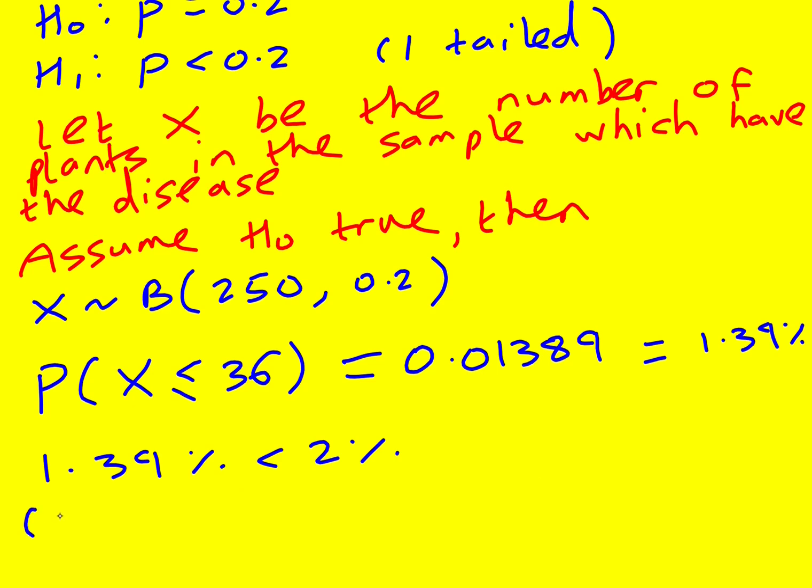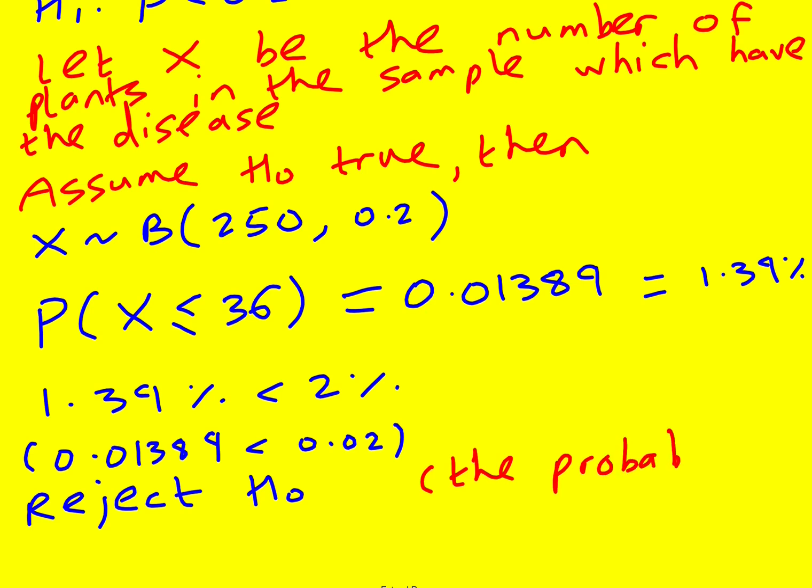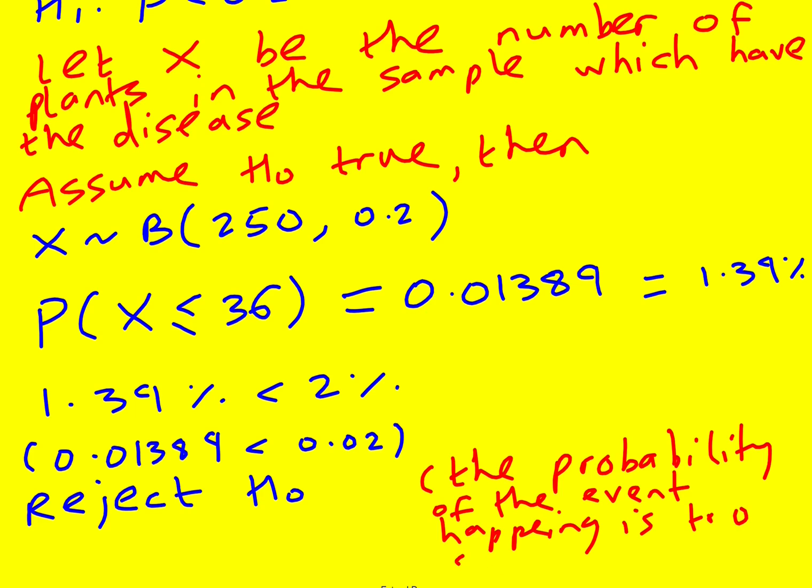By the way, you could have compared the decimals directly. I normally do that. I was just trying to turn it into a percentage to help. This is less than 0.02. So we reject, and by the way, all the stuff in blue is essential. Reject H0. I'm just going to put in brackets the probability of the event happening is too small. This is just there to help explain it.